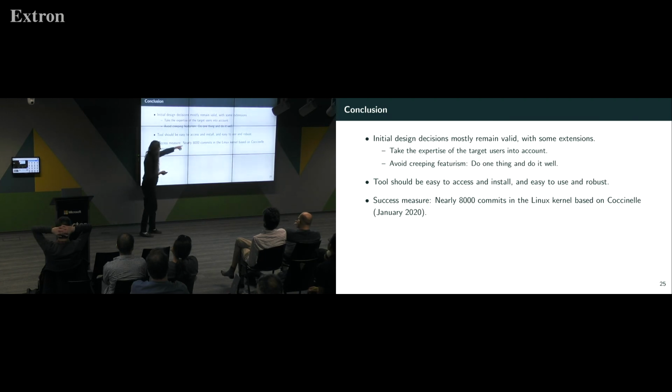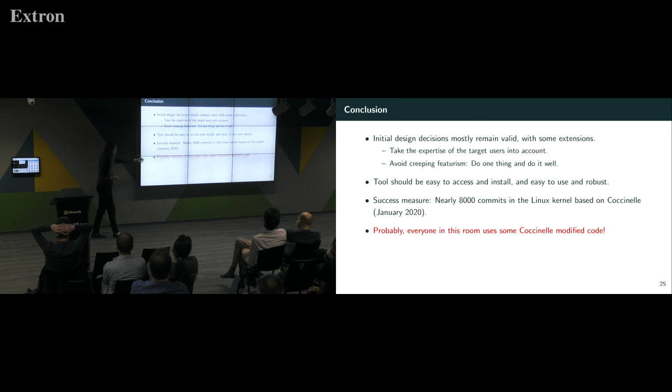Nearly 8,000 commits in the Linux kernel are based on Coccinelle, so that seems pretty good. Based on those commits, especially the one about interrupts, probably everyone in this room uses some code that we have changed. Even if you're not running Linux on your laptop, you're using Google. Google uses Linux for everything. Facebook, all these companies are using Linux for everything. So it's everywhere. And yes, phones. I have an iPhone also.